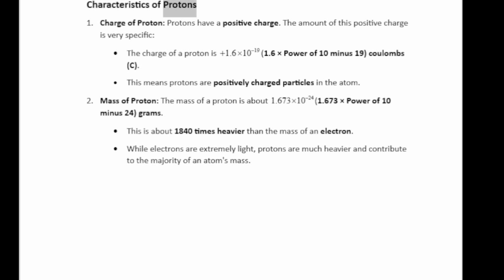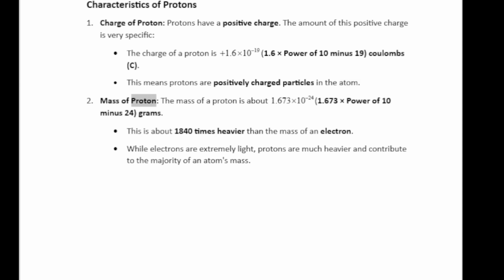Characteristics of protons. Charge of proton. Protons have a positive charge. The amount of this positive charge is very specific. The charge of a proton is 1.6 times 10 to the power minus 19 coulombs, C. This means protons are positively charged particles in the atom.